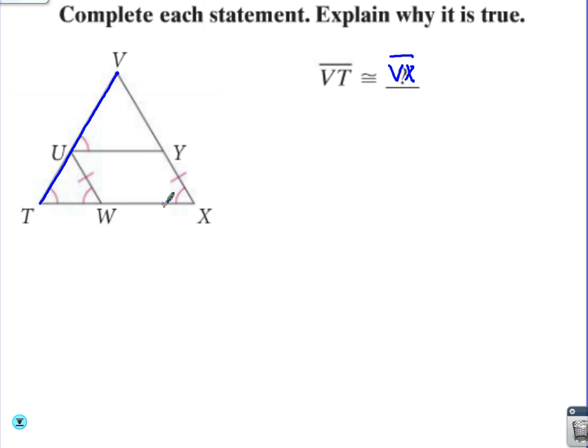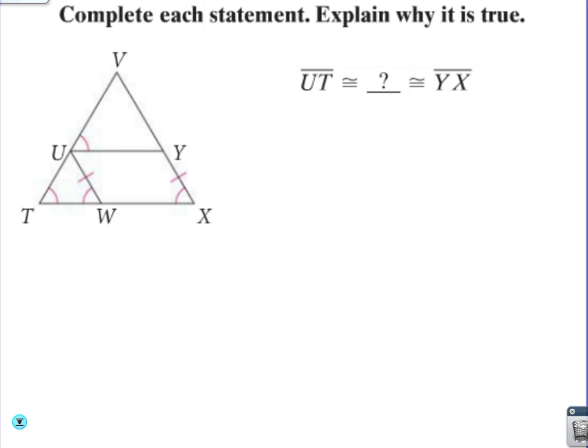In the large triangle, which is VTX, you have two angles that are the same. Notice that this angle is equal to this angle, and both of those angles are in the large triangle. That makes the large triangle isosceles. If two angles are the same, that means two sides are the same. If these are your base angles, then these are your legs.